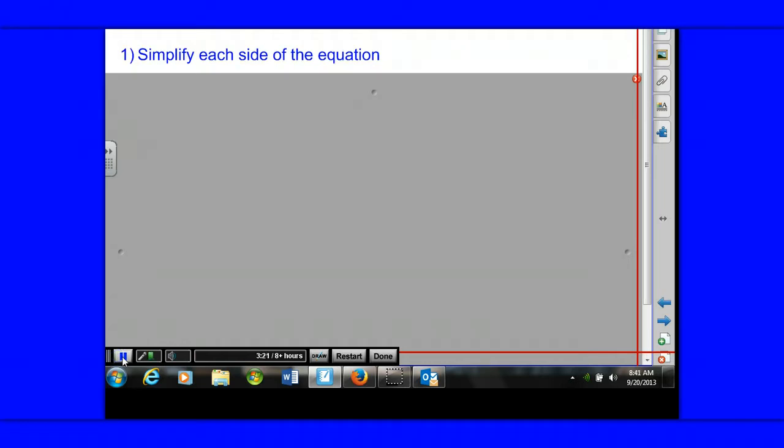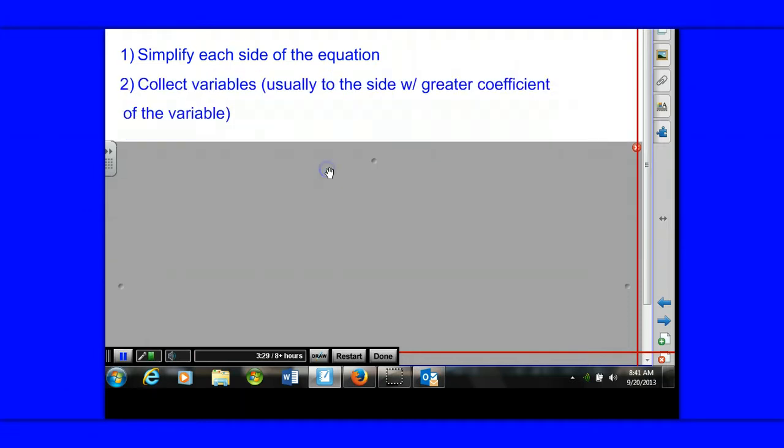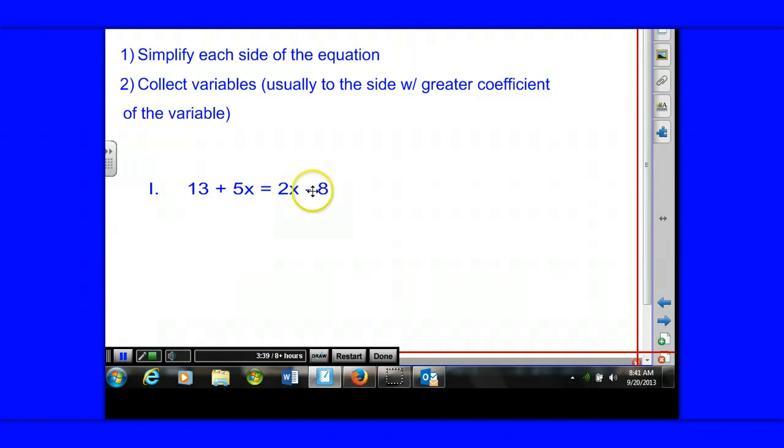So we simplify each side of an equation, right? And when we have the same variable on both sides, we collect the variables to one side, usually to the side with the greater coefficient of the variable. Let's go ahead and try again with this second problem here. Once again, we have x's on both sides of this equation. So which side has a greater coefficient, a greater number of x's? And this time we see 5x is greater than 2x, right?